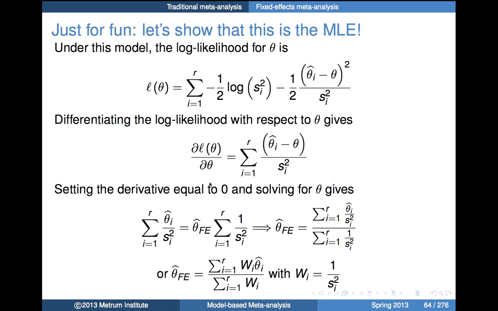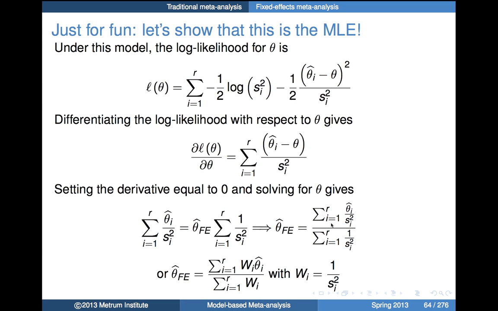Re-expressing this, we get the sum across the data of theta hat i over s_i squared equals theta hat FE, which I'll use to denote the value of theta at the maximum, times the sum from i equals 1 to R of 1 over s_i squared. Then rearranging terms and solving for theta hat FE gives us theta hat FE equal to the sum of theta hat i over s_i squared divided by the sum of 1 over s_i squared.